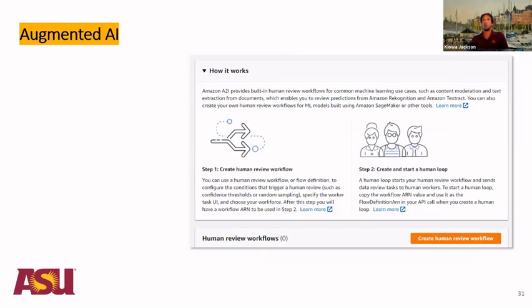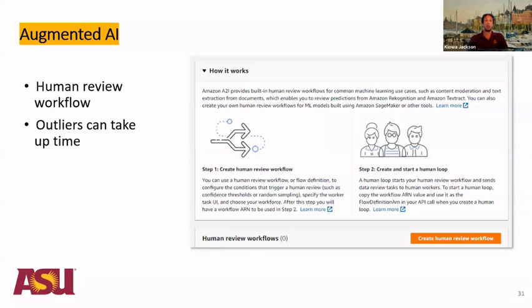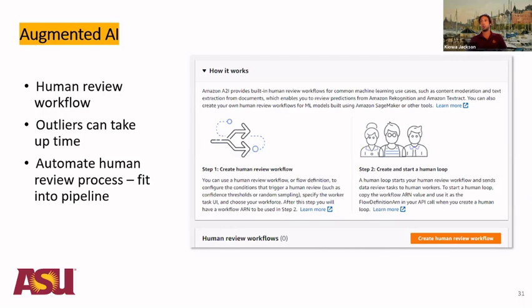Another service that they offer is Augmented AI, and the idea behind that is human review workflow. So outliers can take up a lot of time. You will see, just by the nature of it, occasional predictions will look kind of weird, and you're always going to want to go in and figure out, is there something wrong with the model, or is that actually correct how it behaves? But you can end up chasing your tail a lot with doing that. So this service just allows you to automate that process.